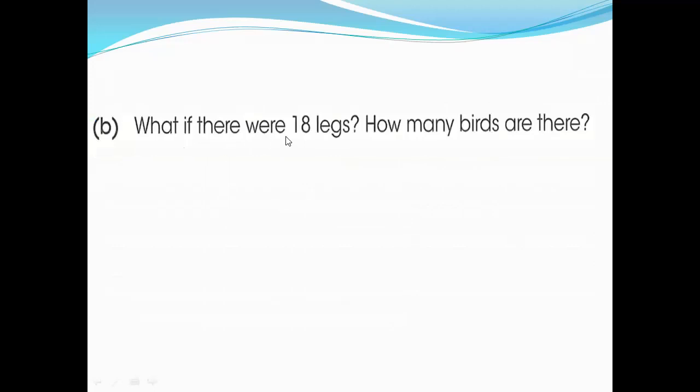What if there were 18 legs? Opposite, you need to divide. How many birds are there? 18 divided by 2, simple. 18 divided by 2, 9. So 9 birds are there.